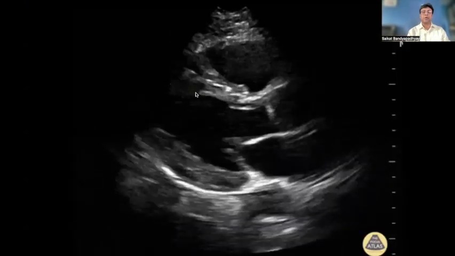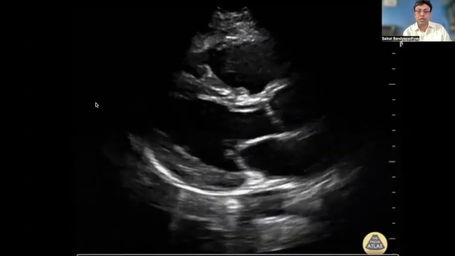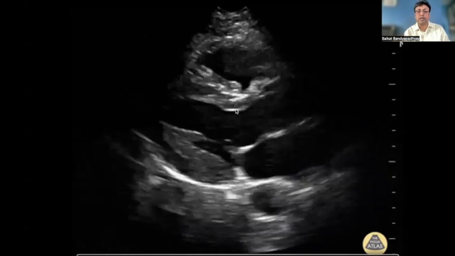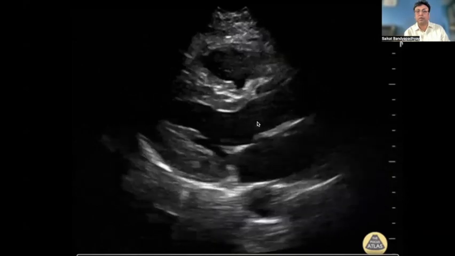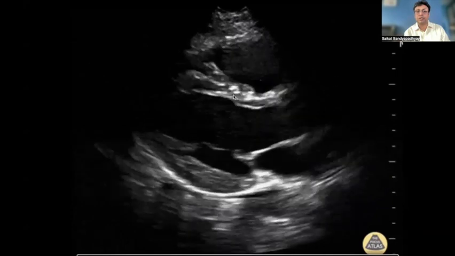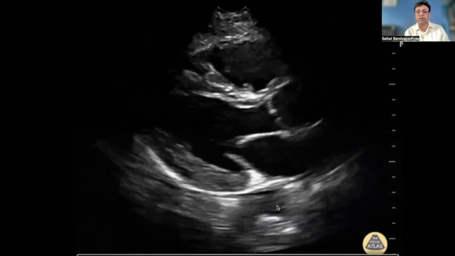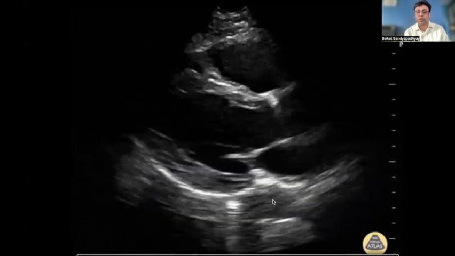So this is a normal parasternal long axis view: anterior mitral leaflet, posterior mitral leaflet. The LV is contracting well, aortic valve over here, LVOT, ascending aorta over here. This is the interventricular septum, right ventricle, and the left atrium. Below over here, you can see part of the descending thoracic aorta.